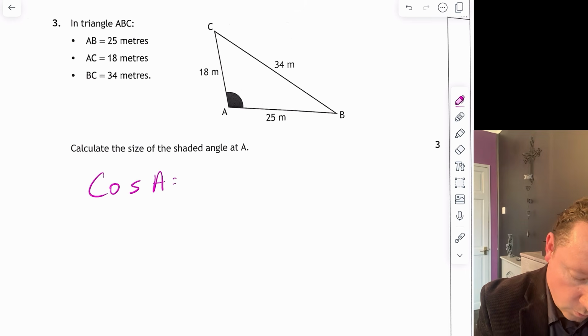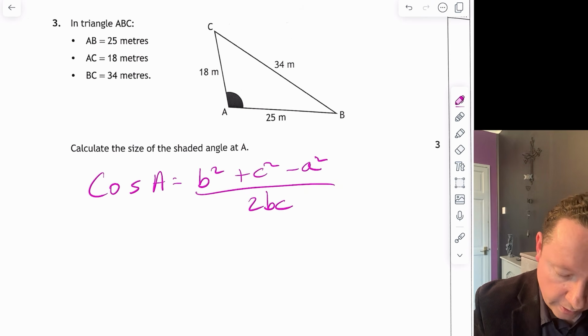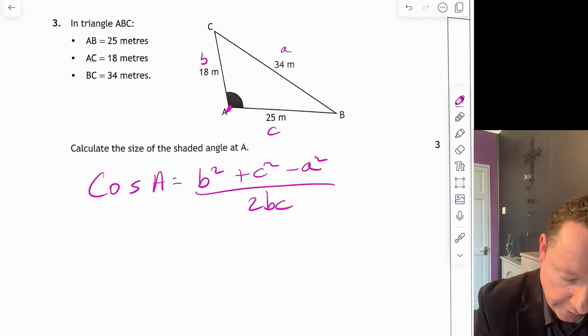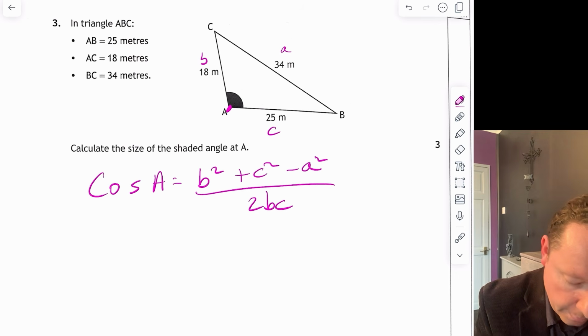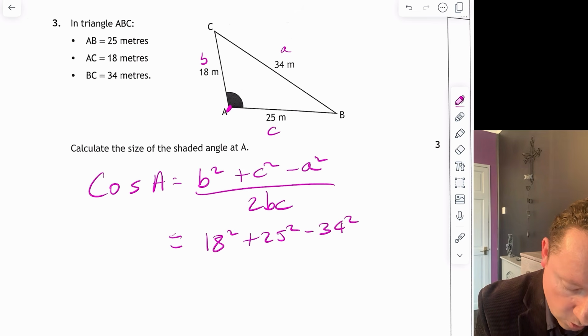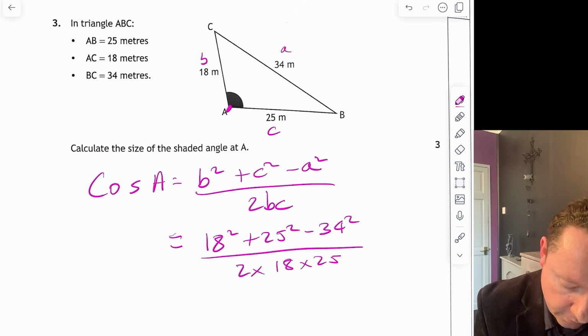Cos A equals b squared plus c squared minus a squared over 2bc. SQA have been quite happy here that we're giving you A, and that's A, so that's B and C. But I don't really care about the letters usually. In between is your B and C, and the angle's in between. So it's 18 squared plus 25 squared minus 34 squared over 2 times 18 times 25.